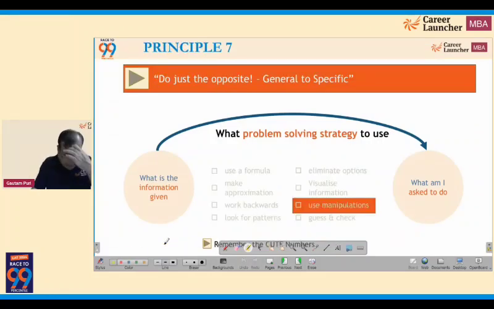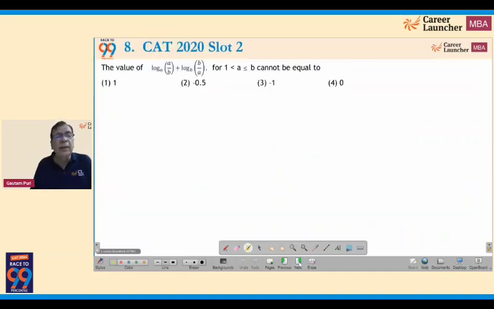And the first thing: in two places I'll do exactly the opposite of what the question says. Whenever the question gives me a general case, I will do a specific case. That's the first. I'll come to the second part also. Whenever the question gives you something, it does not mean you have to do exactly that. You have to do the reverse also. So let's look at this particular question from CAT 2020 Slot 2.